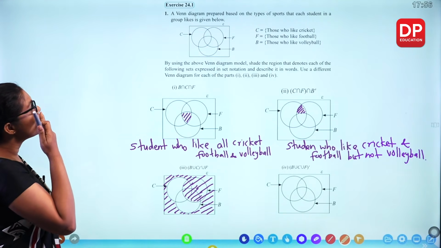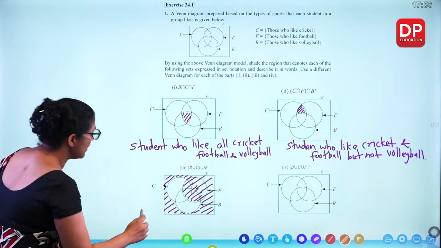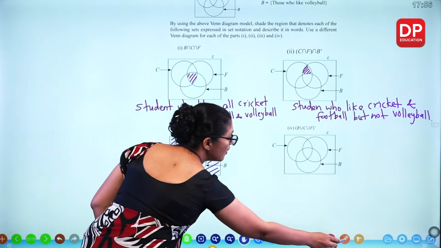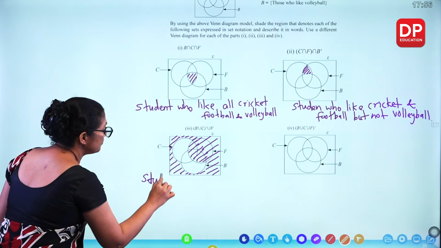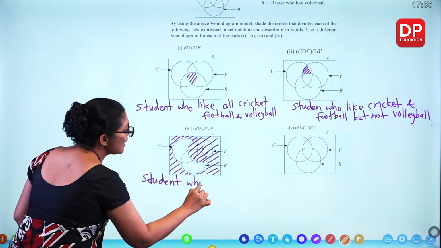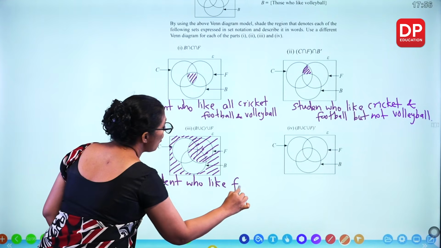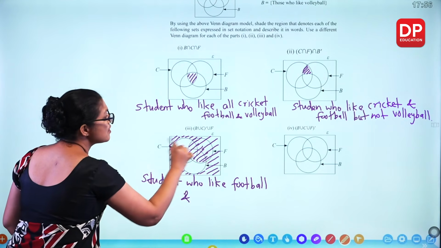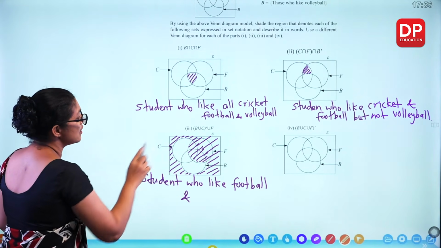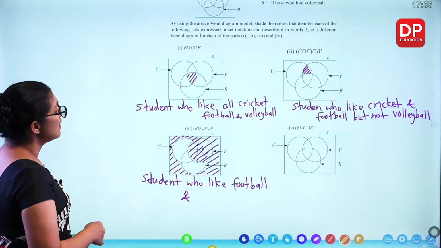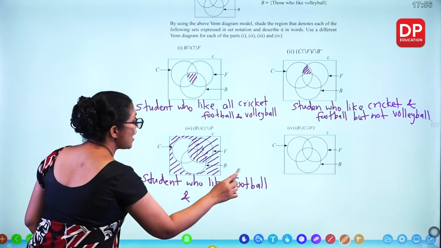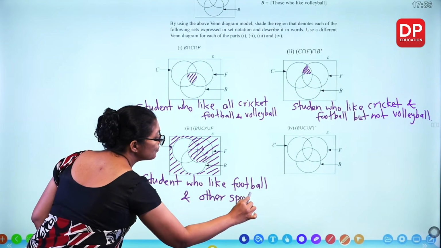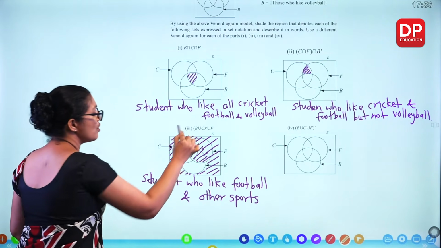That means those who like football, students who like football and other sports, not cricket and volleyball. So, students who like football and other sports. That's why this outside is also colored.